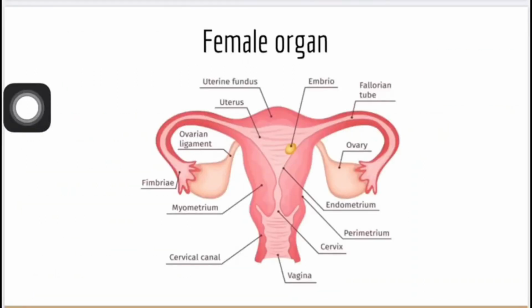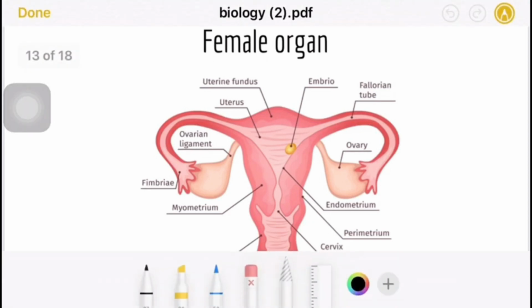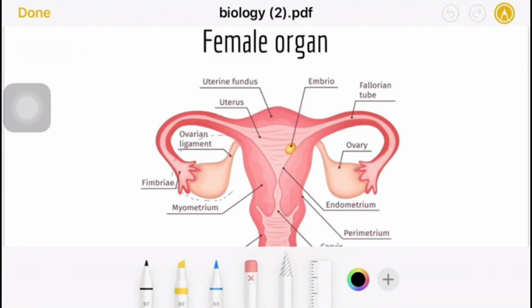Hi everyone, I'll continue with my part again, which is the female organ. As you can see here, this is the ovary. The ovary is in a pair. The ovary is a female gonad, also known as a primary sex organ. It produces female sex hormones such as estrogens and progesterones during the ovarian cycle, which will be presented by Adina.